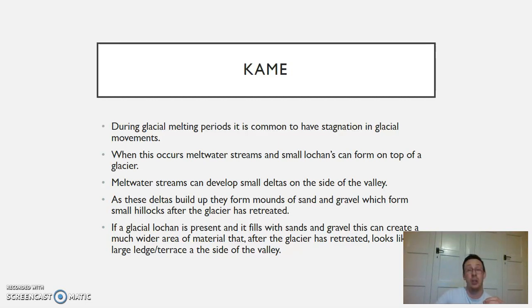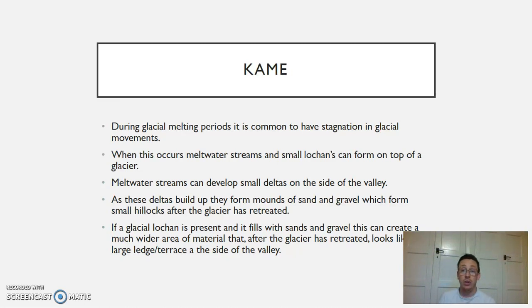And that's going to form and it's going to build up and build up and build up, and eventually my glacier is going to stop being stagnant and it's going to keep moving backwards. Now that little bit of material, that delta that had built up, forms a little mound of sand and gravel, and it's like a little tiny little hill. And that's a kame, that little mound.